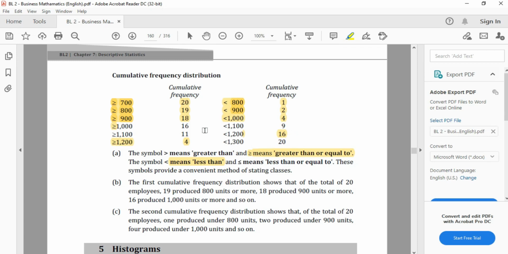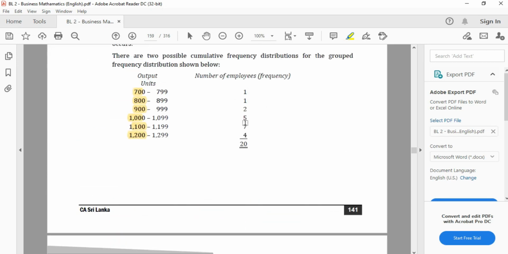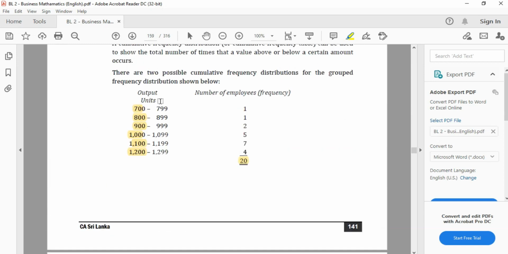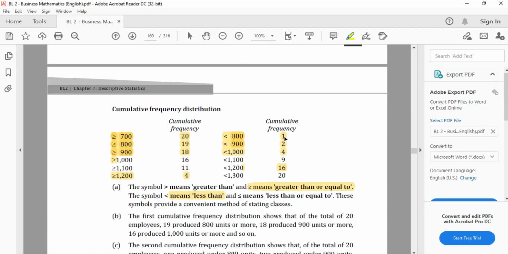After that, what you should do is, now this is greater than: number of units greater than or equal to 700. How many units are greater than or equal to 700? Totally 20 units. 20 employees have achieved more than 700 units, right? Because everybody is more than 700 here. So you should write 20 here. But how many are less than 800? Well, only one, this one. So you write the same one here.